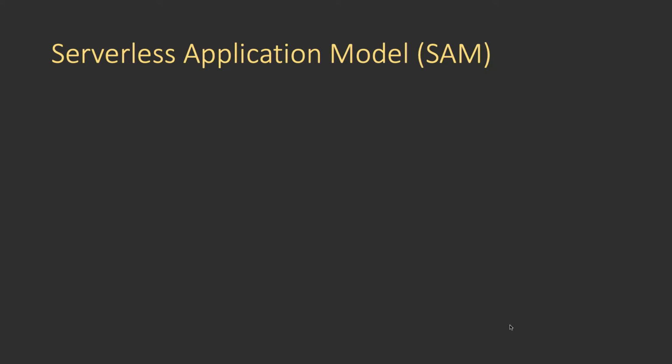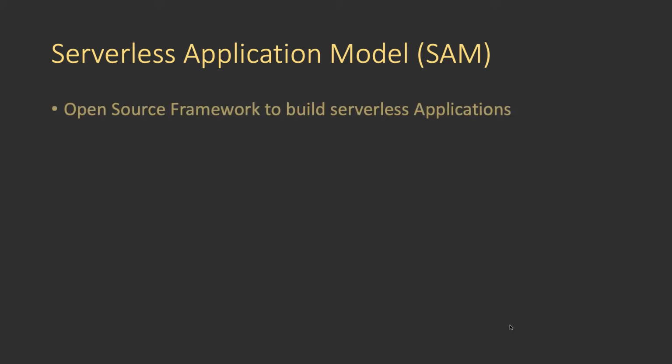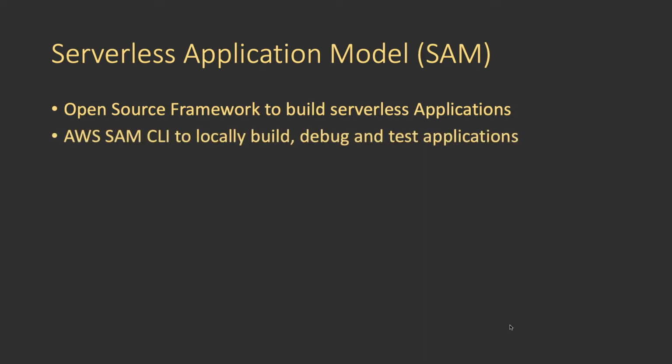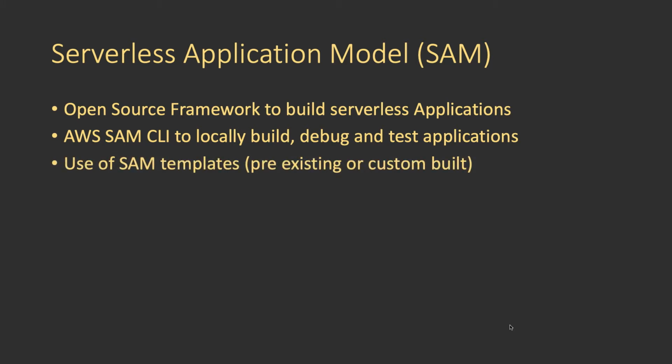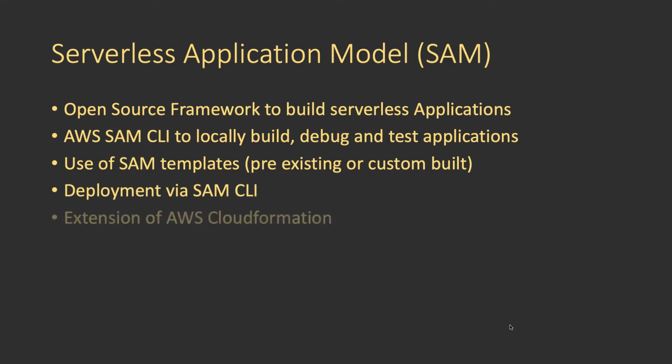The terminology: Serverless Application Model, or SAM. That is an open source framework to build serverless applications. The AWS SAM CLI is used to locally build, debug, deploy, and test applications. SAM can use templates that are pre-existing or custom built. As I said, the deployment happens as well with the SAM CLI. It's important to know that SAM is an extension of the AWS CloudFormation.